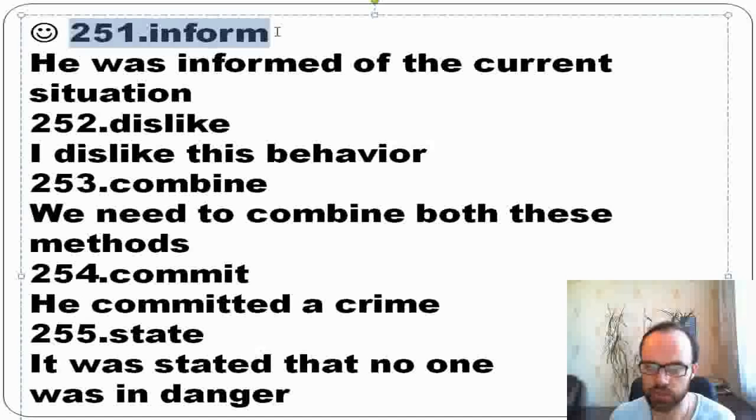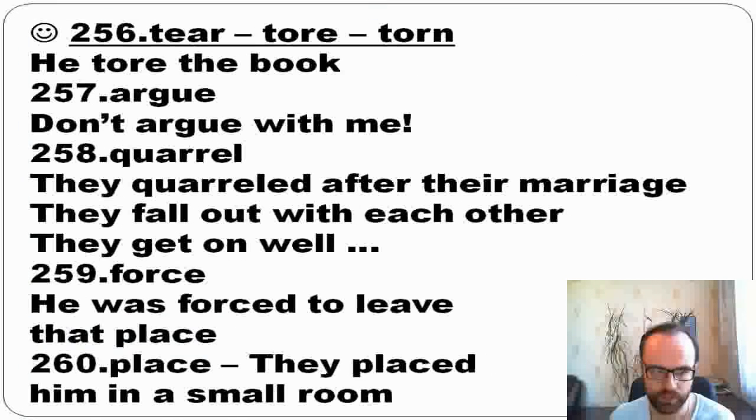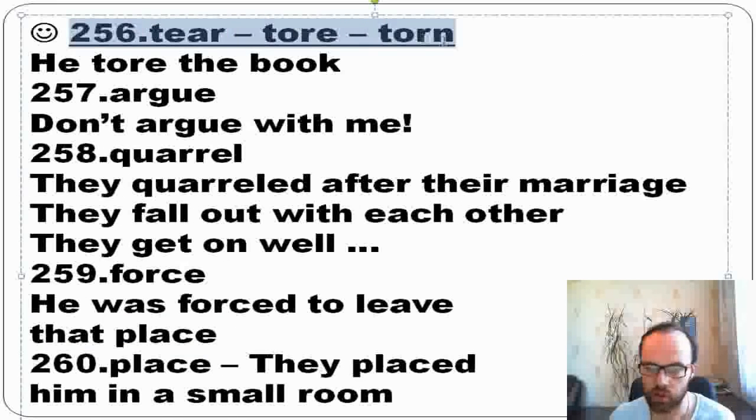Inform, he was informed of the current situation. Dislike, I dislike this behavior. Combine, we need to combine both these methods. Commit, he committed a crime. State, it was stated that no one was in danger. Tear, tore, torn, he tore the book.